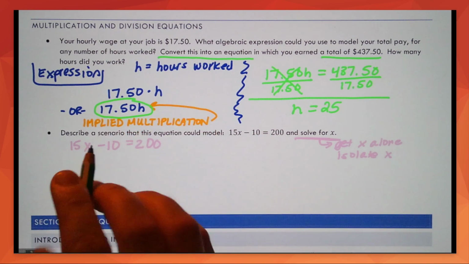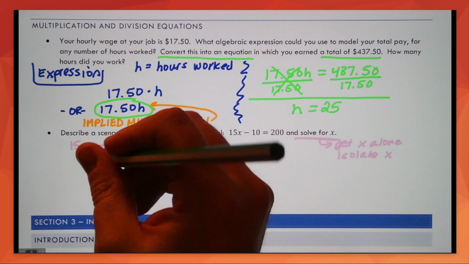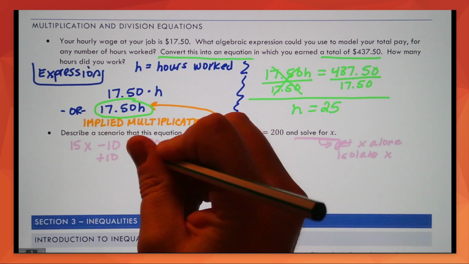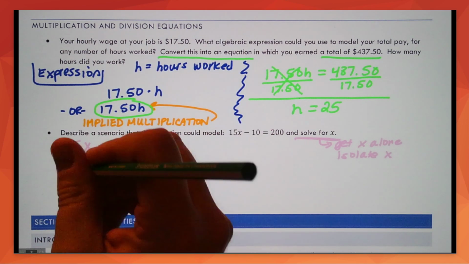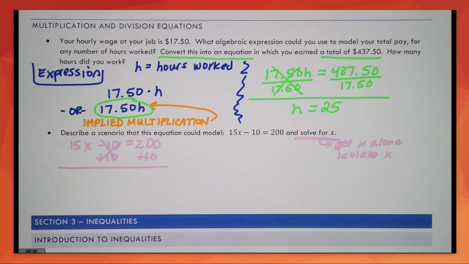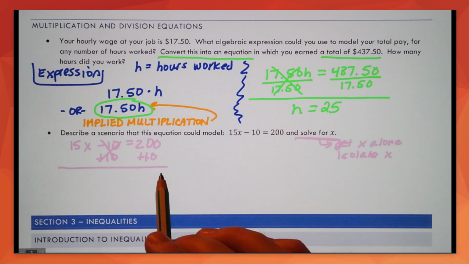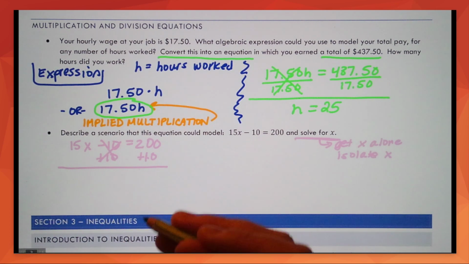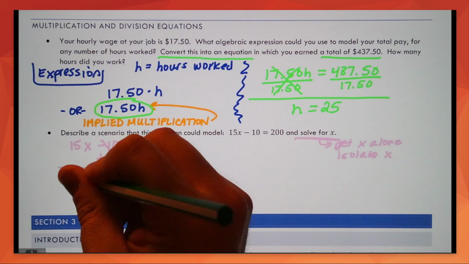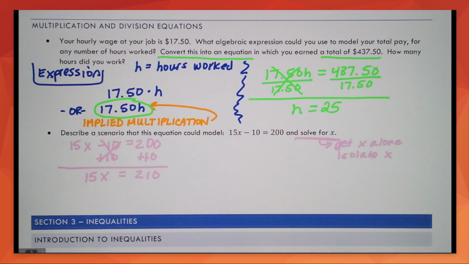So let's do this by doing the opposite operation. Instead of subtracting 10, we're going to add 10 to both sides. Plus 10, plus 10. When we do that, let's draw a line because we did a step. This goes away because minus 10 plus 10 comes out to 0. On the other side, you also have to add that 10. So 200 plus 10 gives you 210. So your new equation is 15x equals 210. And that's step 1, the first step of the equation.